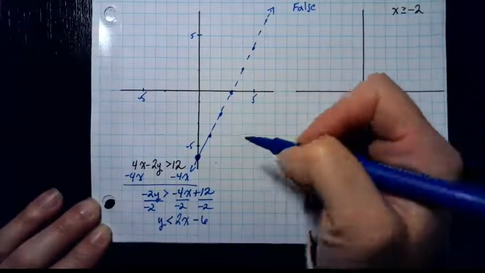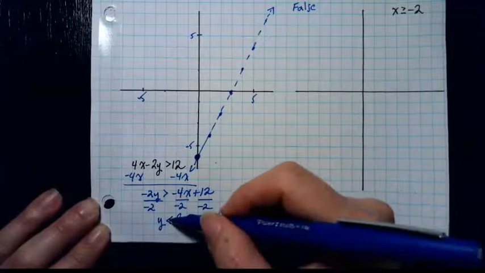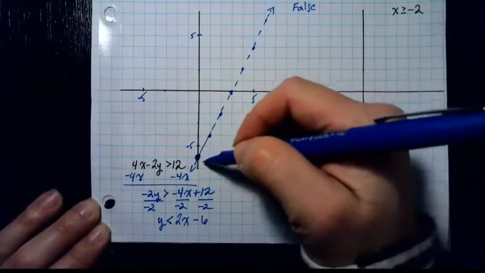And I will avoid using a test point here because I know now that I can look at that inequality symbol, less than, and I'm shading below the line.